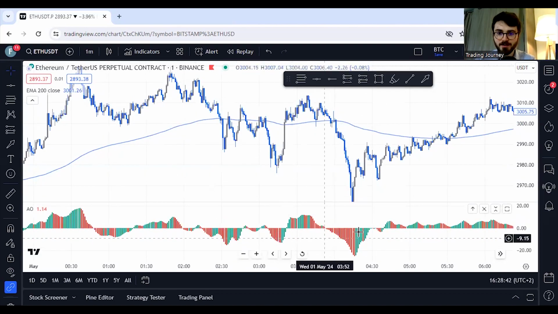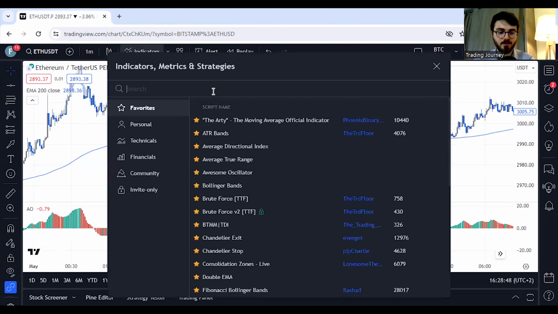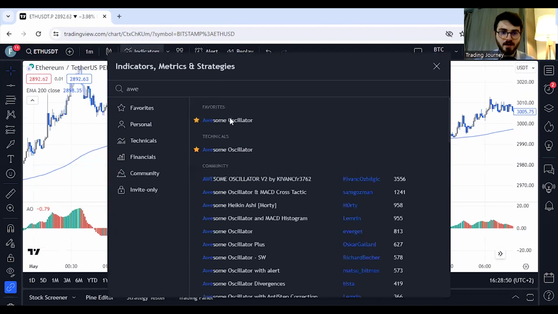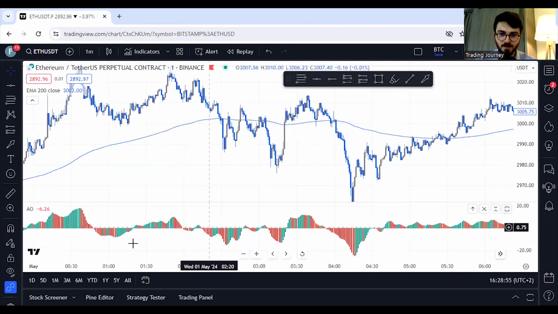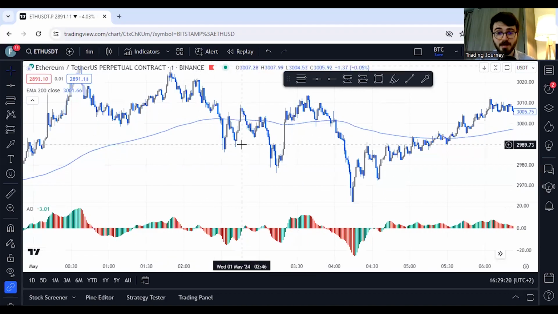So here I already set up my Awesome Oscillator. For those who want to find it, you just go into your indicators, type Awesome Oscillator, and you'll find it here. You can add it to your favorites. You can see it looks a bit like the MACD, but the difference is that the movements are not as smooth. It's really sticking to the market much more, because it's taking into account simple moving averages that are just going faster than the MACD.